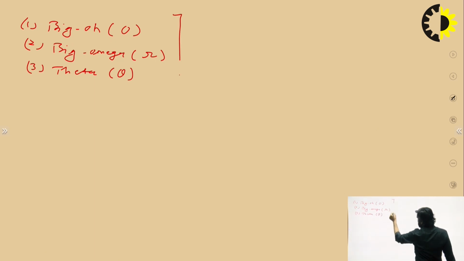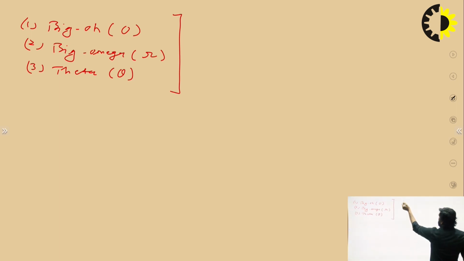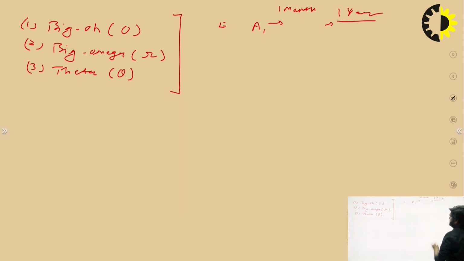Now, before we discuss this classification of asymptotic notation, we just take an example to understand how it works. If I am a developer developing algorithms, you come to me and I give you enough time to develop the algorithm. Take the example of algorithm A1. Maybe it takes 1 month, but I give you 1 year to develop this algorithm. The cost is 1 year, but actually this algorithm takes 1 month. That's known as big O notation.